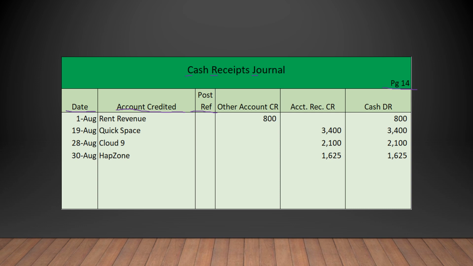With cash receipts, we know that we'll always be debiting cash. So every transaction on this journal will have an amount in the cash debit column. However, a company can receive cash from multiple sources, so we have two possible columns for our credit accounts. If we're collecting an account receivable, the amount will go in the AR credit column. Alternatively, if a customer pays cash immediately, or in this specific case, we receive rent revenue from a tenant, the amount will go in the other account credit column.